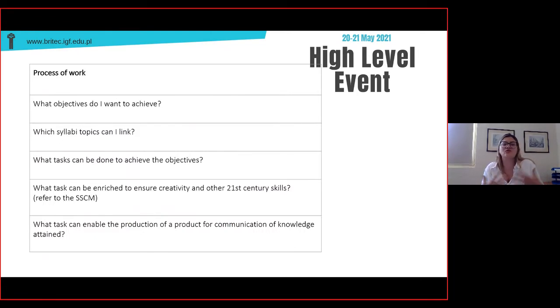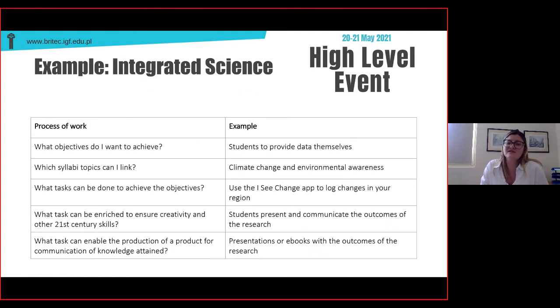And the way that I like to go about planning my activities is using a process of work. So this will be made available to you. Feel free to use it, adapt it, change it. But this is what helps me when it comes to planning such activities. So I'm going to illustrate three activities. The examples I'm going to illustrate are ones which I have done or colleagues have done. So I know that they have been successful. But obviously, they are just meant to inspire you and help you with going about your own activities within your classroom.